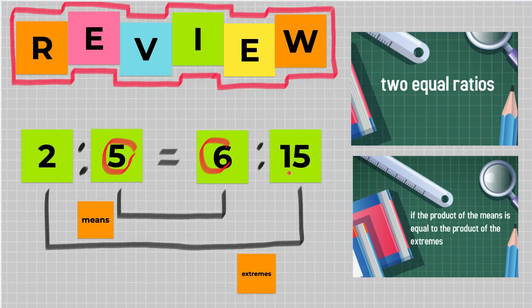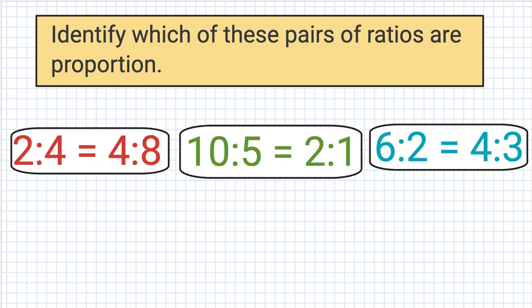Now let's try to find out if their products are equal. 5 times 6, that gives us 30. 2 times 15, that gives us 30 also. So therefore, 30 is equal to 30. So we can say that the two ratios here are proportion.